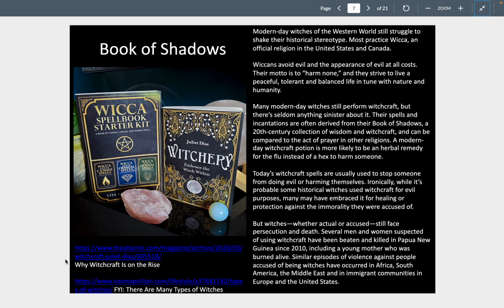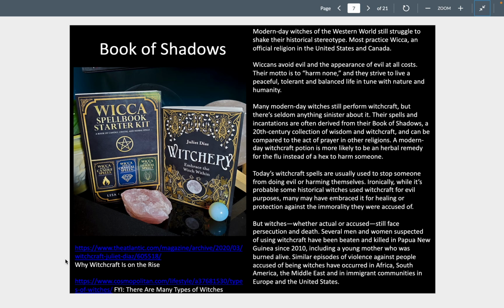Their spells and incantations are often derived from their Book of Shadows, a 20th century collection of wisdom and witchcraft that can be easily obtained and easily found. It can be compared to the act of prayer like other religions. Modern-day witchcraft potion is more likely to be a herbal remedy for the flu rather than a hex to harm anybody. Today's witchcraft spells are usually used to stop someone from doing evil or harming themselves. Ironically, while it's probable some historical witches used witchcraft for evil purposes, many may have embraced it for healing or protection against the immorality that they were being accused of.